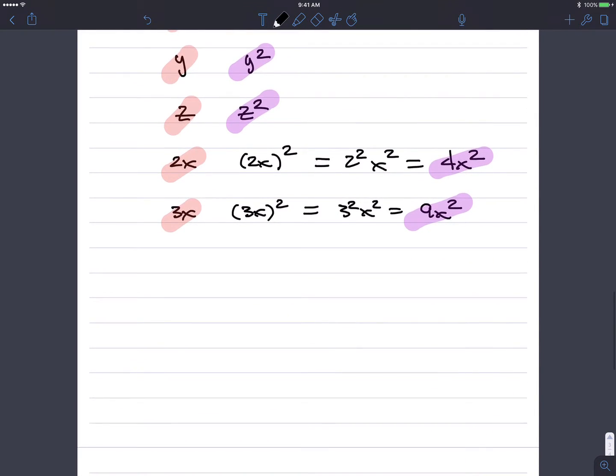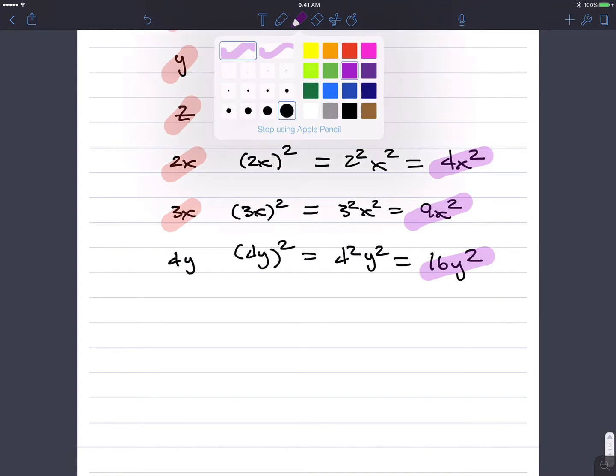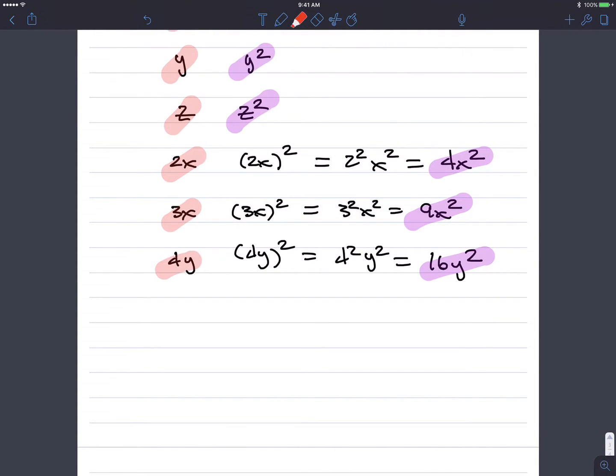All right, let's try this out. What if they gave you 4y? What's 4y to the second power? 4 squared y squared, which is 16y squared. Is that true? Okay, my perfect square is actually going to be the 16y squared. What's the base? 4y.